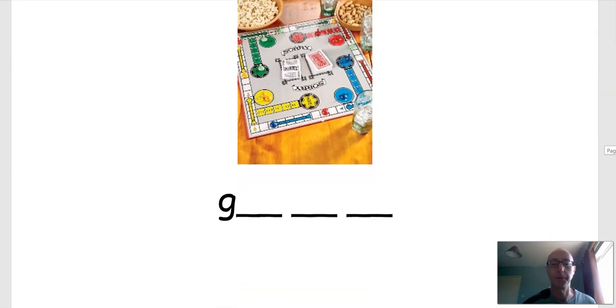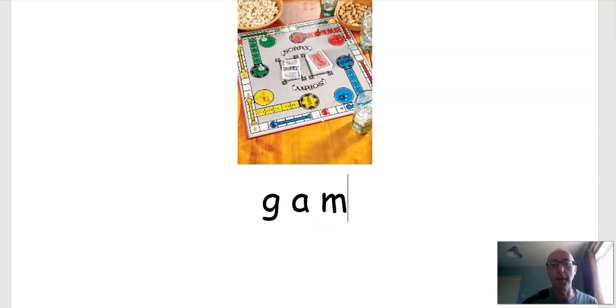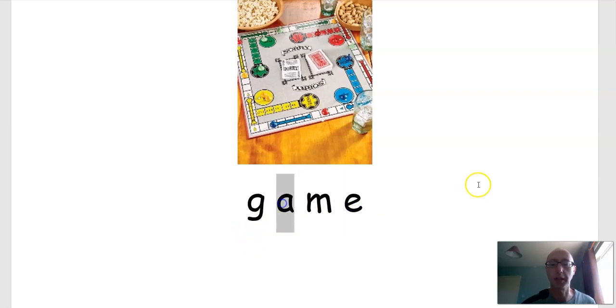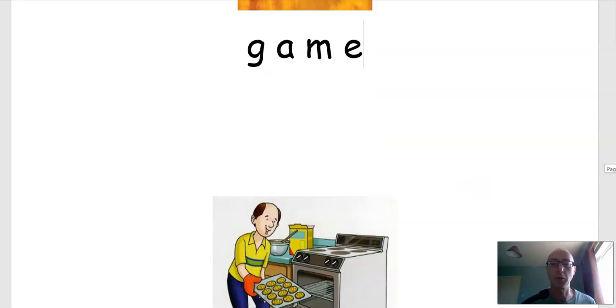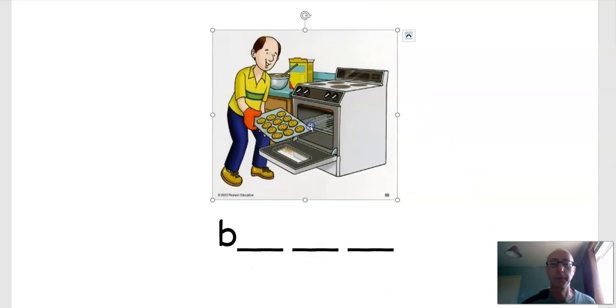Next one. Again, the last letter is always E in all of these words. So how do you spell it? G. So this is a game. You can see the board. It's a game. How do you spell game? G-A-M-E. We don't say the E, but it changes the A. Let's look at the next one.